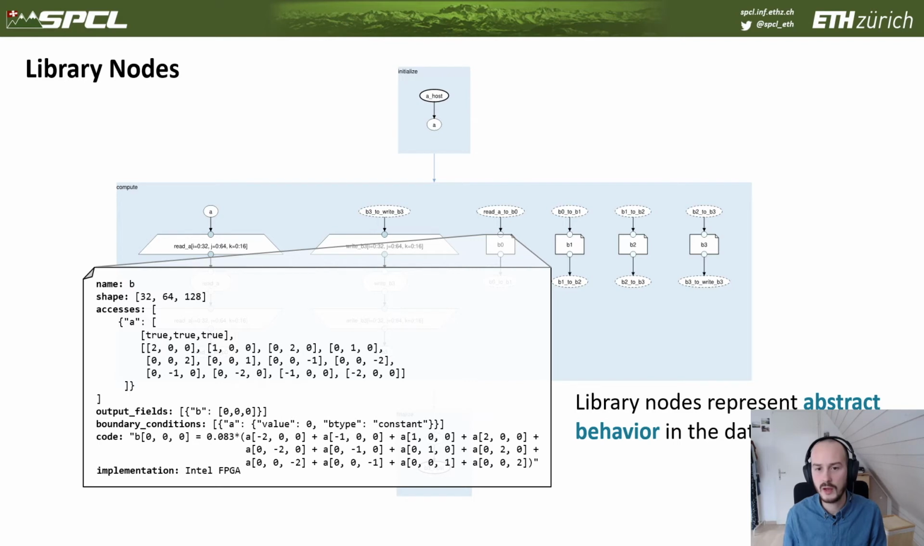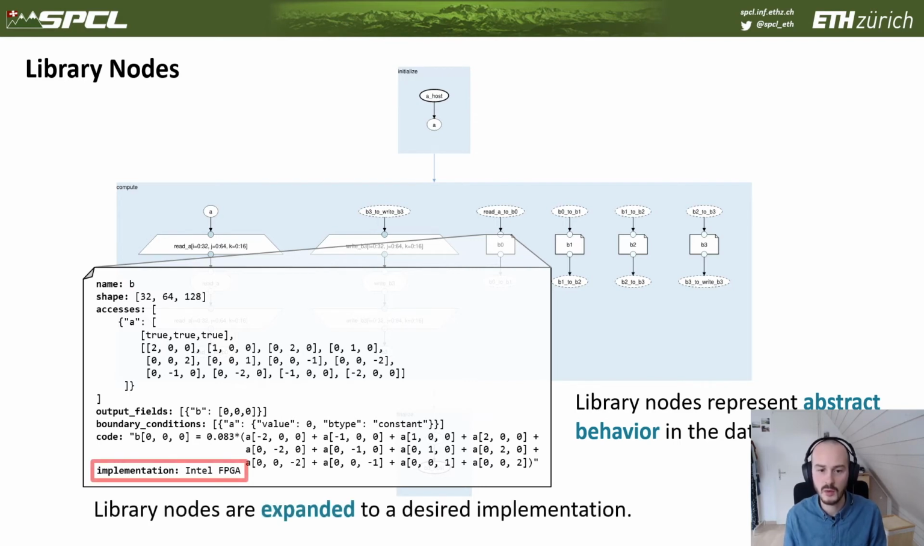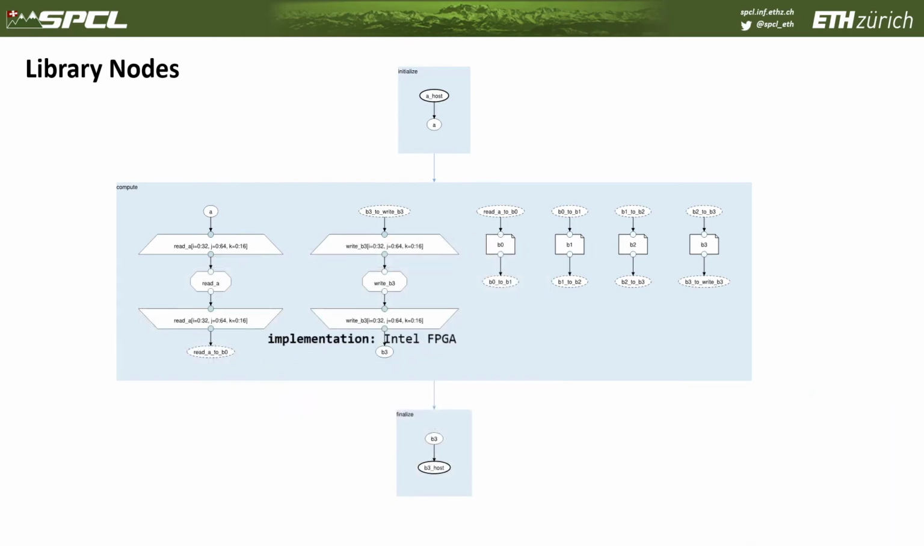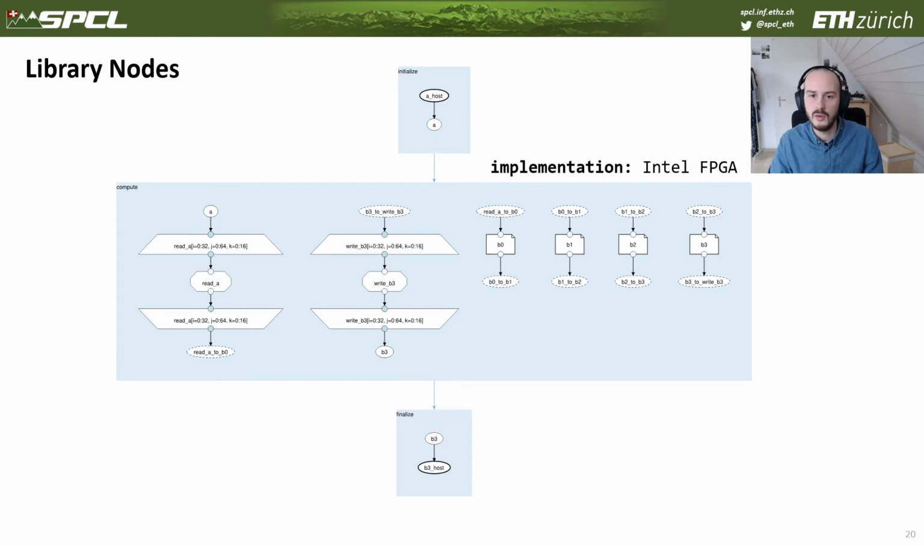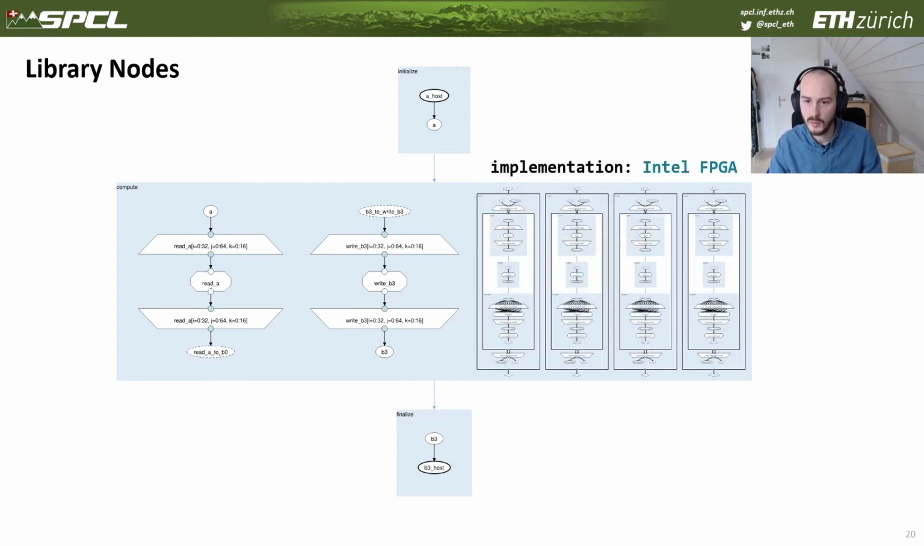And then once we actually want to generate code for this, these are what we call expanded. So each of these little nodes is expanded into a subgraph that actually implements the specific stencil operation on the target architecture, for example, in this case on Intel FPGAs. So what does this mean? When we expand this, we essentially take these little black boxes and blow them up into some arbitrarily complicated subgraph, which will end up expressing the actual computation that we want to do.